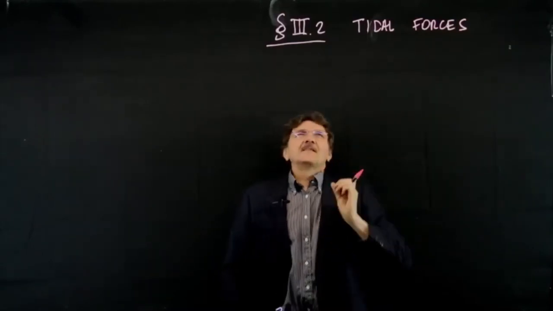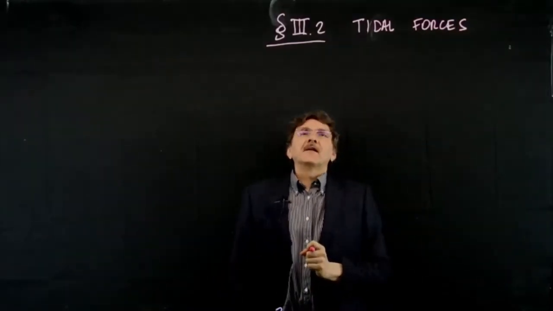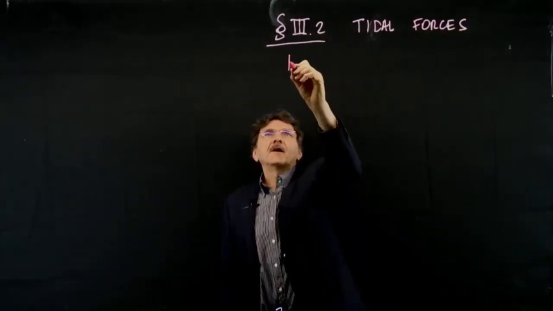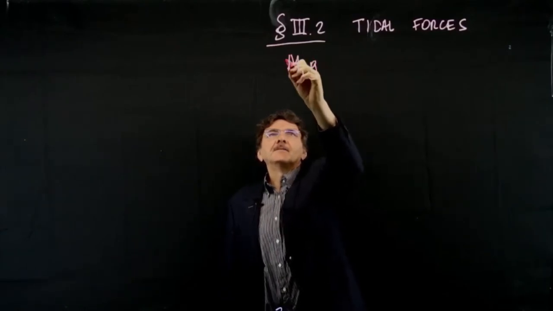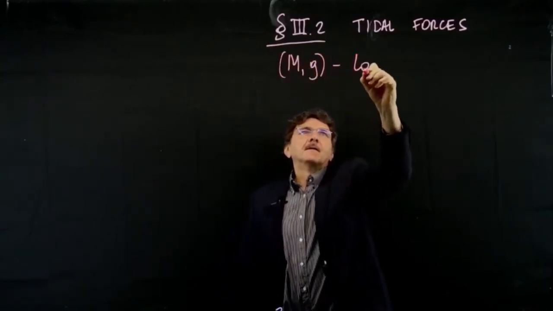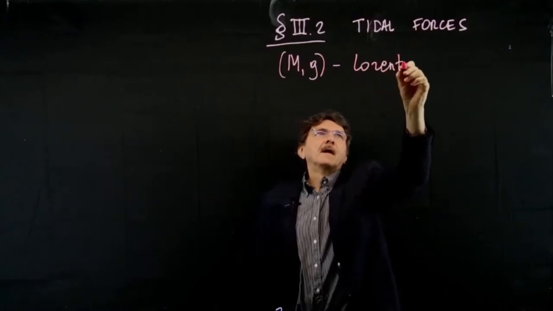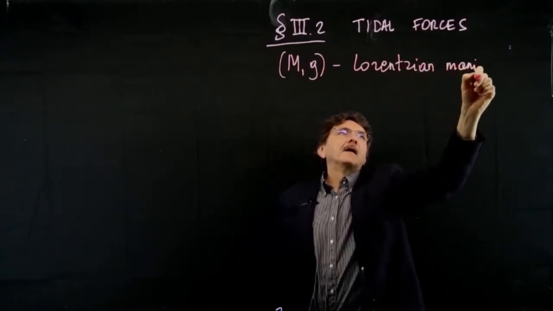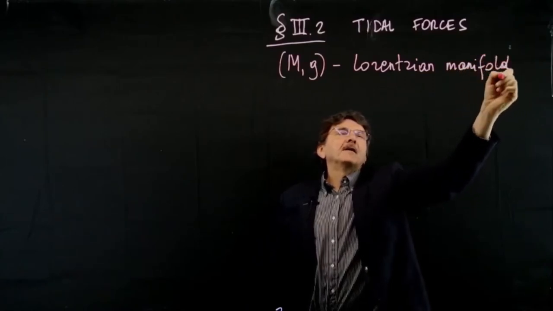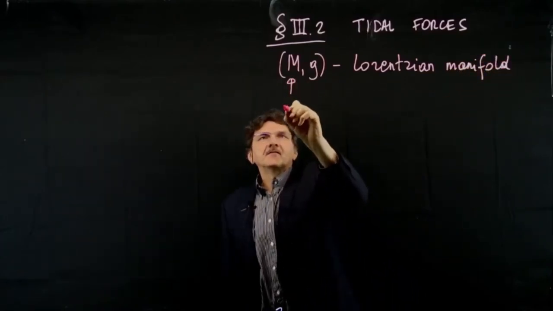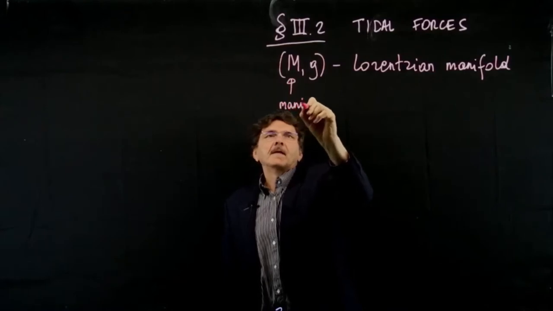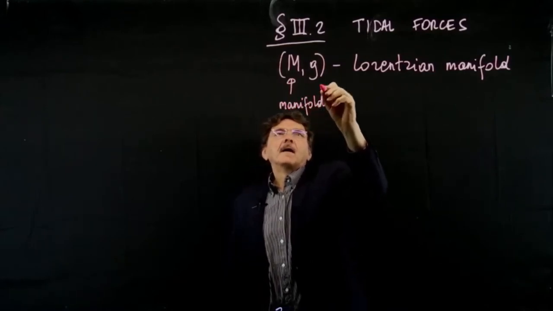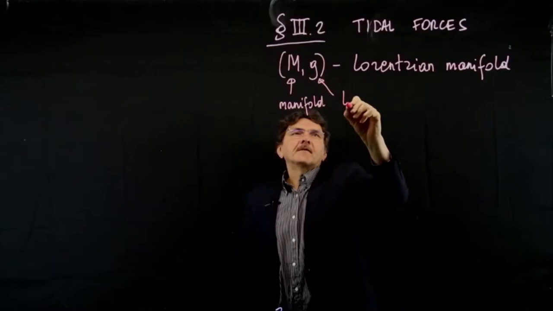And let's see, the setup that we're thinking about is the following. So we have a Lorentzian manifold. And well, what does this mean? Well, this means that this is a manifold, and this is a Lorentzian metric, right? So Lorentzian metric.